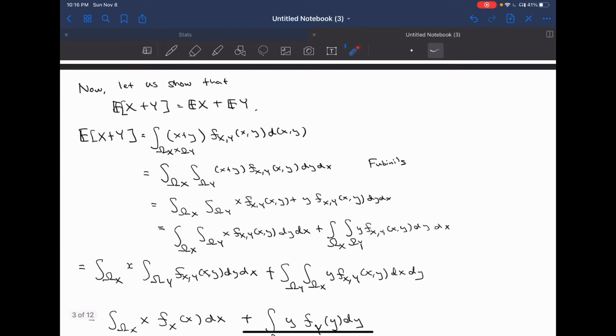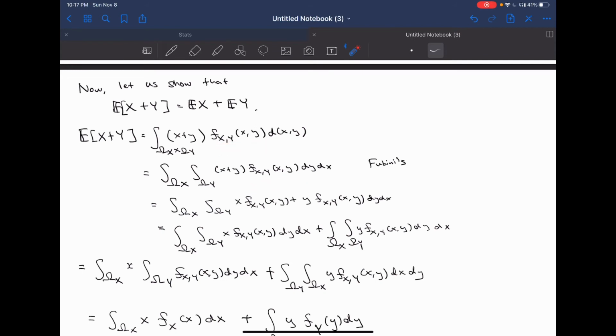So now let's show that the expectation of the sum is actually just the sum of the expectations. So this is the second part of linearity. So let's apply the definition of expectation to this, right, to X plus Y. So this by definition, and then if Fubini's holds, then we can actually break this integral into the integral over the sample space of X, and the integral over all possible values of y, of x plus y, f of xy, dy dx.